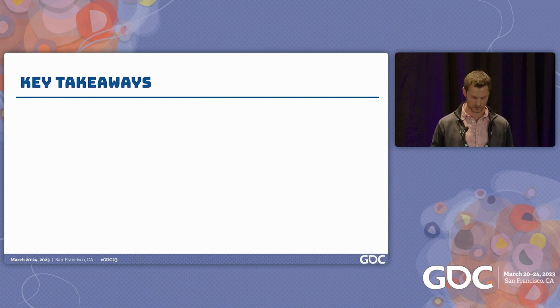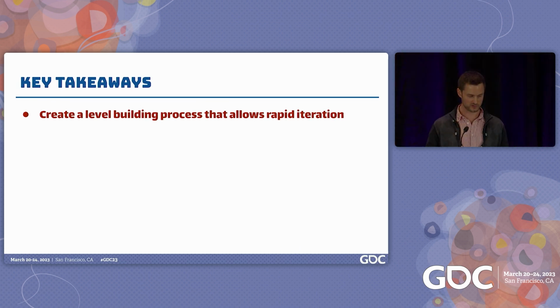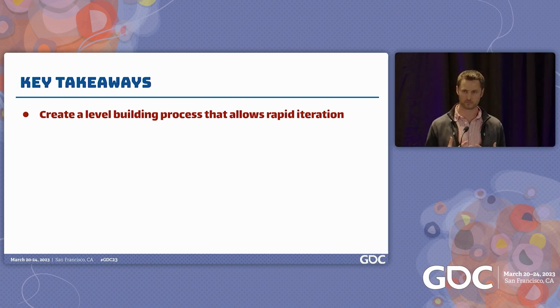Here are some key takeaways. I highly recommend, if you're working as an indie dev, to make a level design process or a level building process that allows you to rapidly iterate, because this is going to help you to not only build levels quickly initially, but also change them later if you need to either fix bugs or make them work better.